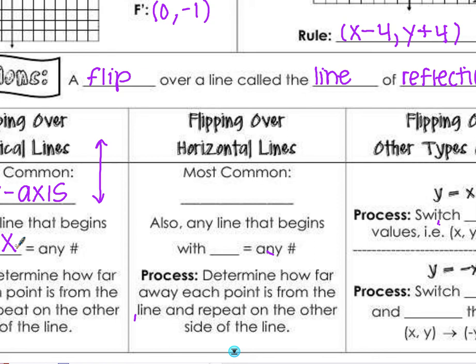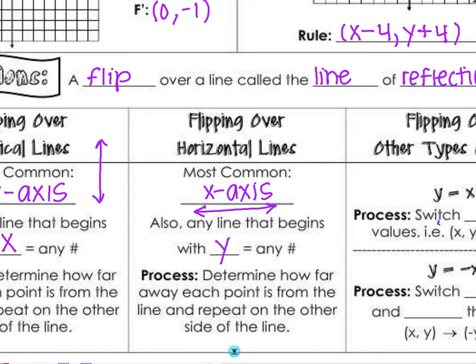So the process is to determine how far away each point is from that line that you created, and repeat on the other side. Now it'll be the same exact thing for flipping over horizontal lines. The most common horizontal line is the x-axis. All right, and it looks like this. I'll write it right here. And also any line that begins with y equals. Because y equals tells you go up or down to this spot right there, and then you just draw horizontally right there.